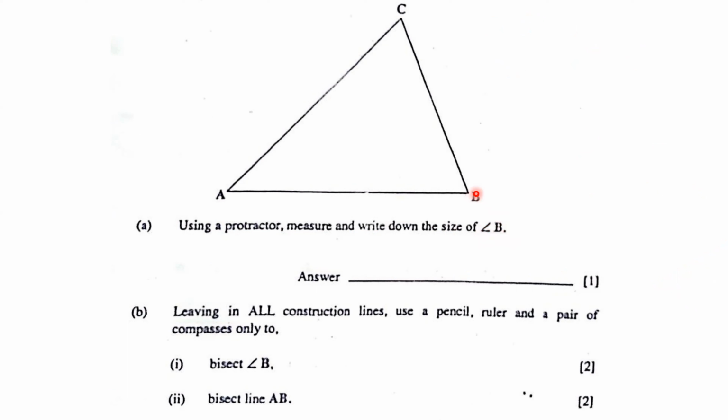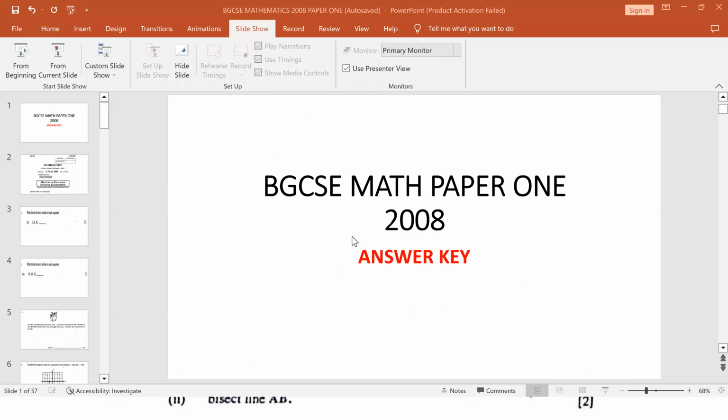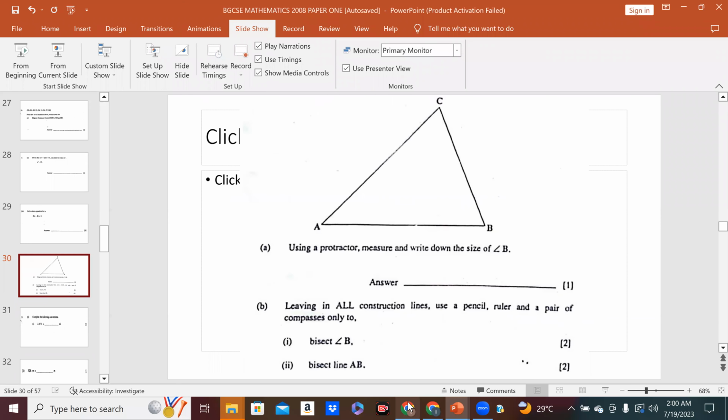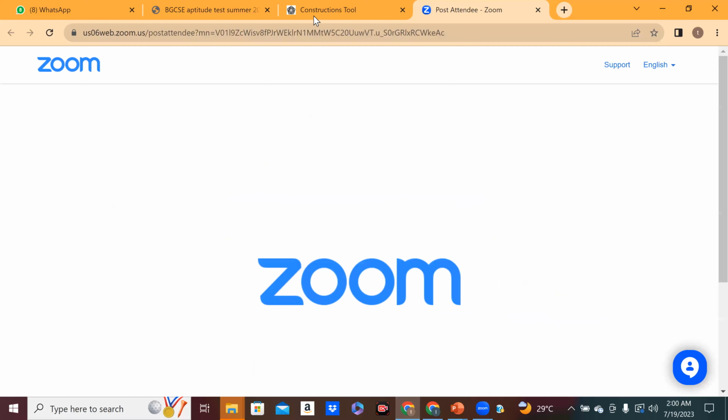We have to measure the size of angle B right here. So we have to use our protractor to do that, to measure the size of angle B. So let's do that. We've got to get the protractor and measure the size of angle B.